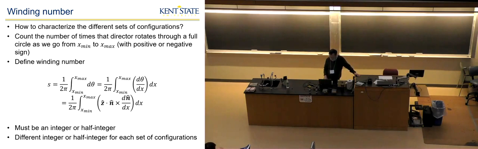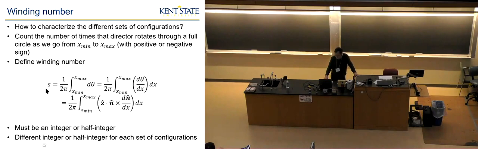So I can define the winding number as the total change in theta. I'm measuring all the little increments of theta and adding them up as I go along from left to right, okay? And I'm considering the increments as positive or negative. A counterclockwise rotation is positive. A clockwise rotation is negative, okay? So if I add up all of these positive or negative variations of theta, it might be 0 or pi or 2 pi or negative pi. And if I add them up and divide by 2 pi, I'm going to get an integer or a half integer, okay?